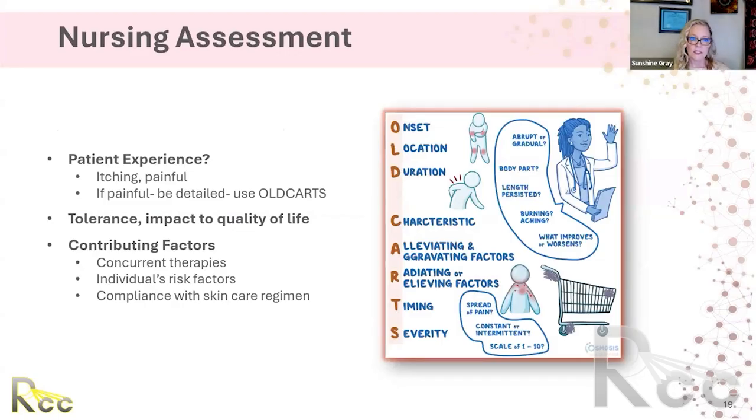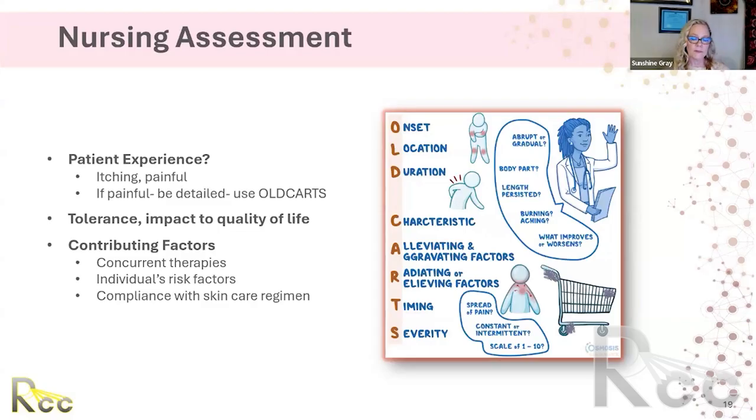So what is the patient experience? Are they itching? Is it painful? And if it's painful, we use something with a mnemonic called OLDCARTS. I don't know if you've heard this before, so I'm just going to go over it really quickly. When we're talking about pain, we want to know, what is the onset? Did it happen suddenly, or has it gradually been coming on? What is the body part specifically we're concerned about? Is it in the radiation treatment field? How long does it last, or is it ongoing? What are the characteristics? Is it burning? Does it feel tender?